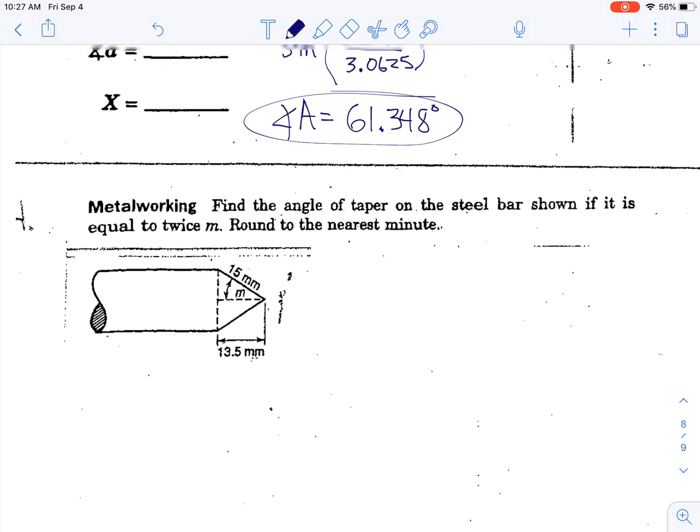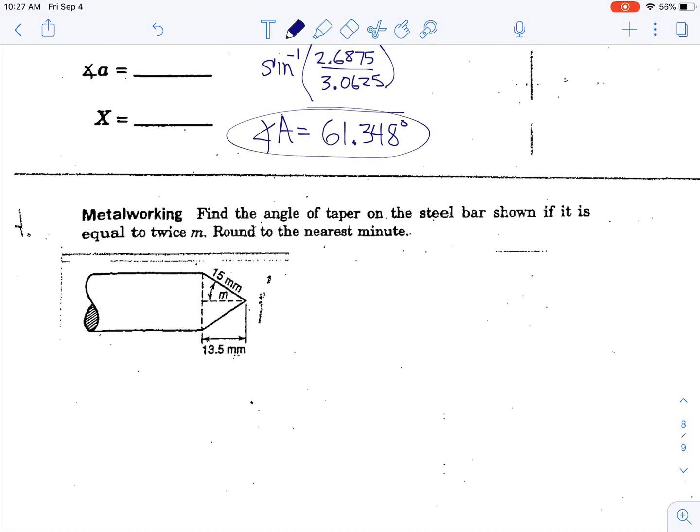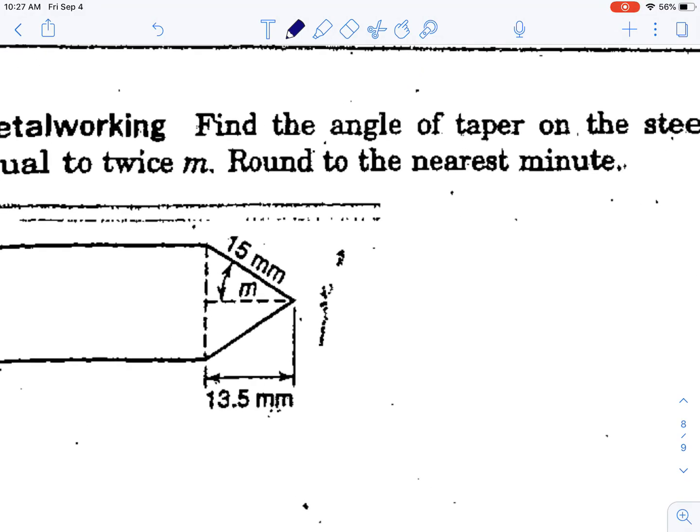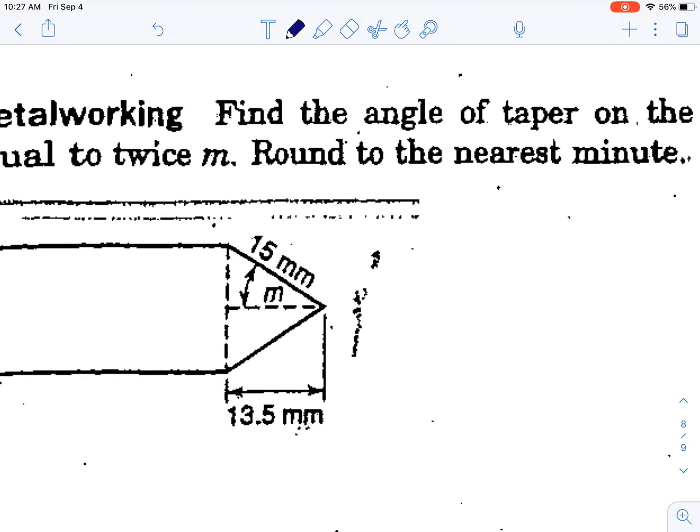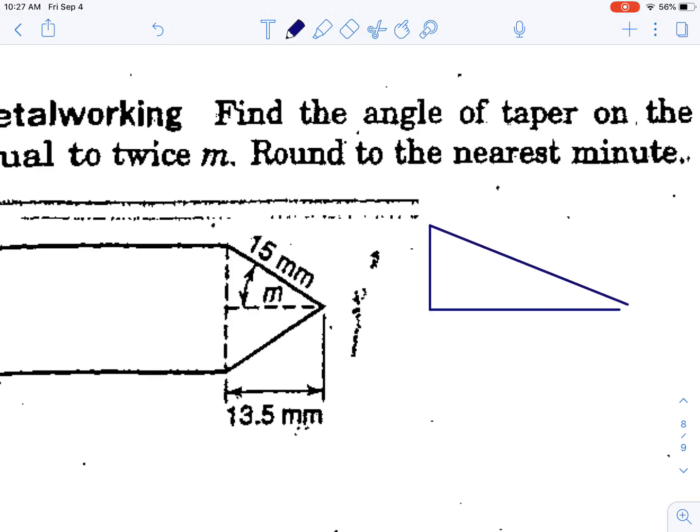Okay, it says find the angle of the taper on the steel bar shown if it's equal to twice m. So what the actual question is asking is for the whole angle. But what we're going to do is look at just the little right triangle, and then we're going to double it. So this is m. The 15 is going this way, and the 13.5 is actually there in the middle.